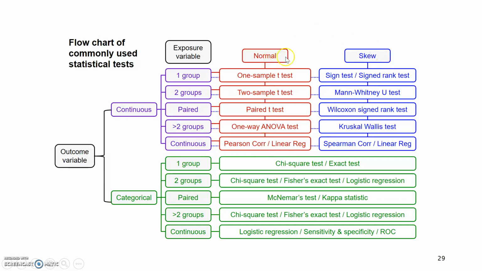Now you see here that there are two different types of tests, normal and skewed. Whether you use this type of test or that type of test would depend on whether the results that you get follow a normal distribution or a skewed distribution. It may not be easy to interpret normality, although there are specific tests that you can use. A lot of times normality is simply assumed.